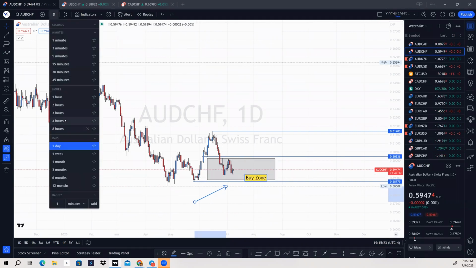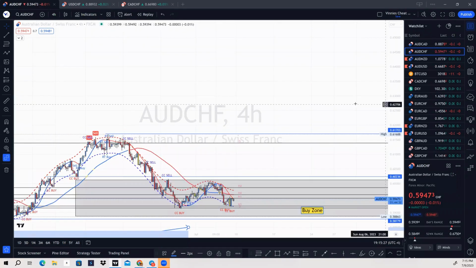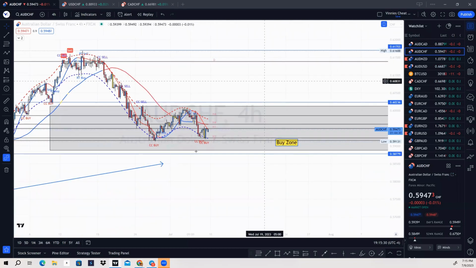Let's go to the 4-hour time frame. Let's take a look and turn on the cheat code indicator. Turn on the cheat code indicator, we can see that we have a CC buy here. Price went outside the band. Price is already starting to push up, right? So I'm looking to buy AUDCHF this week. All right. Since we already have some price movement.